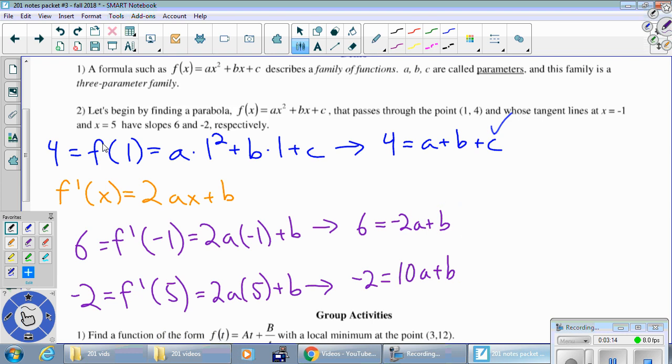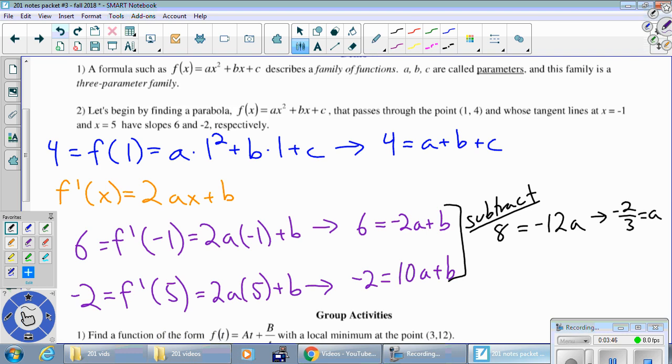I'm going to use the addition-subtraction method and recognize that if I subtract these 2 equations, then the b's cancel. So that's what we're going to do. Let's subtract the top equation minus the bottom equation. And so when we do that, 6 minus -2 is 8 equals -2a minus 10a is -12a. And then, like I said, the b's cancel. The top b minus the bottom b is nothing. And so there you go. We just found a: -8 over 12, or -2/3.